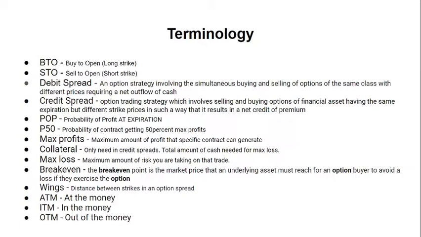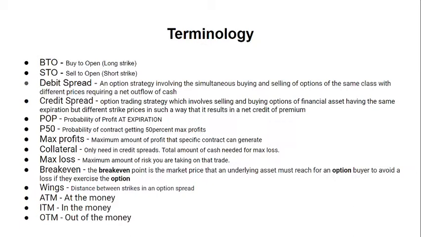A debit spread is an option strategy involving the simultaneous buying and selling of an option of the same class with different strike prices, requiring a net debit outflow of cash. So you're paying for it. Let's say you buy to open a 375 on SPY, and then sell to open a 380 on SPY. Your net, you're paying for that position.